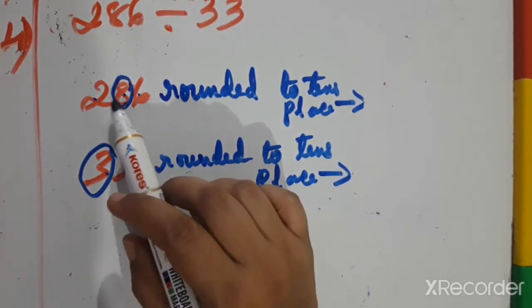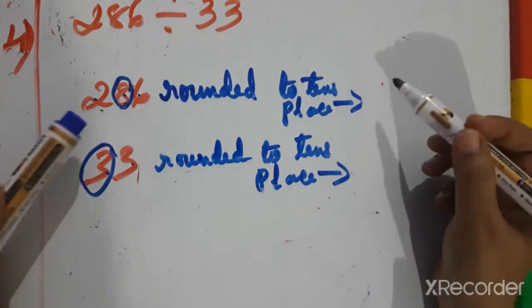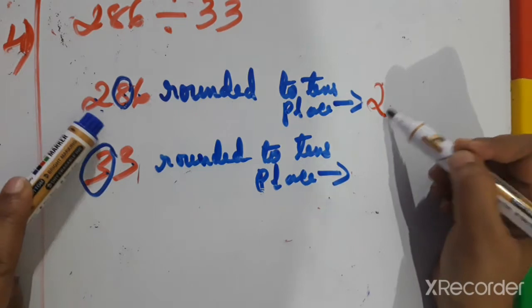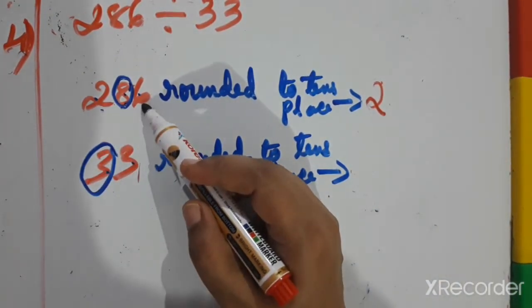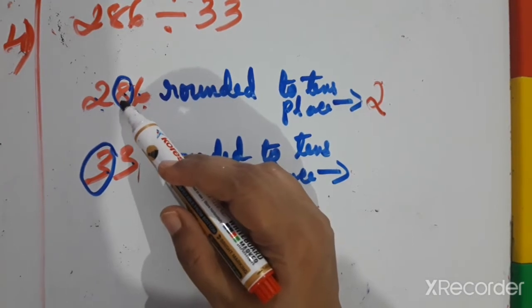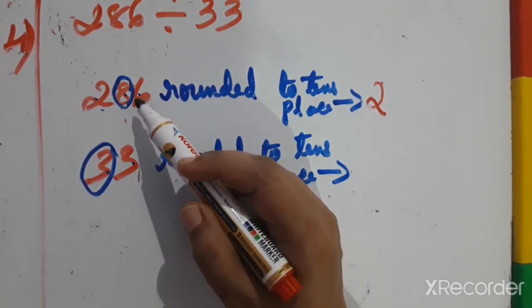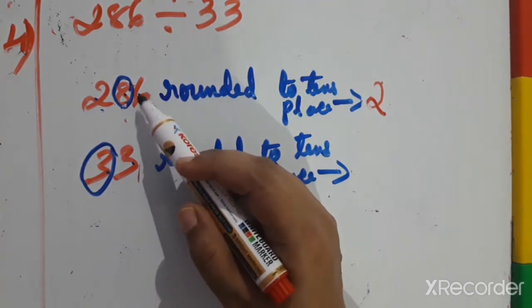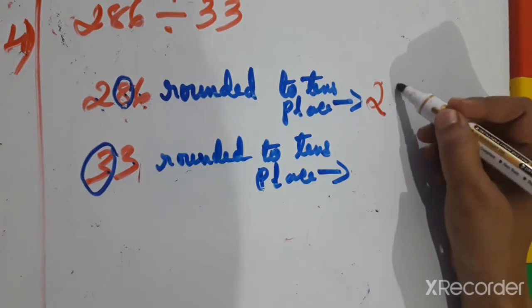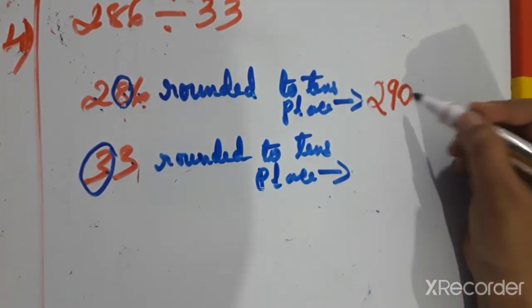Now 2 stays as it is because it is not being rounded; the numbers before remain the same. 8 is being rounded off, so we check the next neighbor. We check whether it is 5 or greater than 5. 6 is greater than 5, so 1 is added here: 8 becomes 9, and the ones digit becomes 0.